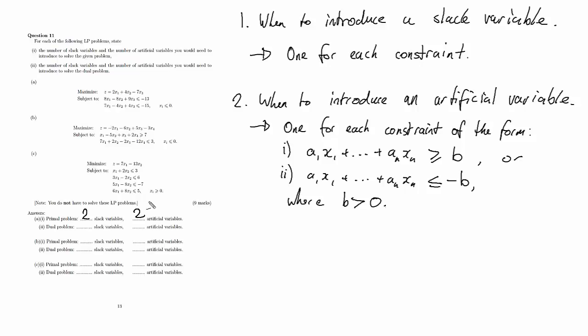We'll save the dual problem for later and move on to the primal problem for part B. We have two constraints, so again, two slack variables. The first constraint is of the form something greater than or equal to a positive number, but the second constraint is not, so we're only introducing one artificial variable. And for part C, we've got four constraints, so four slack variables. And only one of the constraints is of the form that introduces an artificial variable, namely the third one here. So we get one artificial variable.